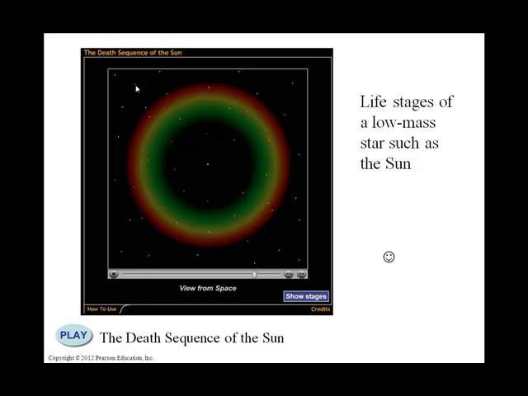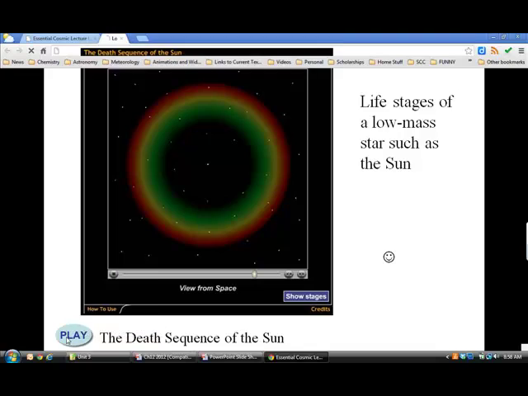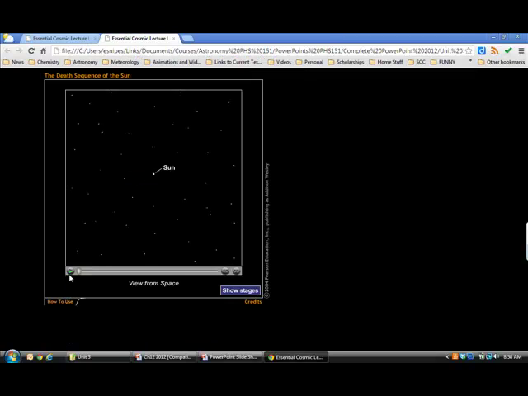I'll go ahead and show you this one. Remember that our sun has been fusing hydrogen into helium in its core for about 5 billion years. And because of its initial mass, it has another 5 billion years to fuse hydrogen into helium in its core. So it'll be a main sequence star for another 5 billion years. But after that, here you go.